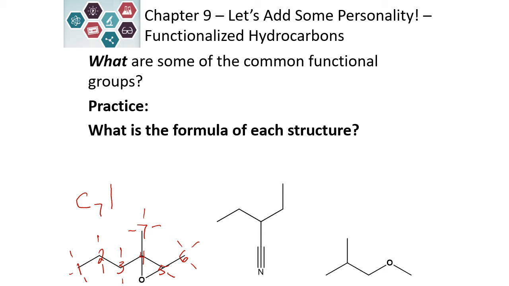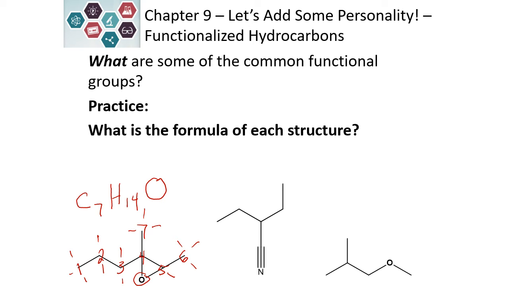So C7, H14, and we do have 1 oxygen. The oxygen always gets written last, so it's always carbon, then hydrogen, and then any other element.